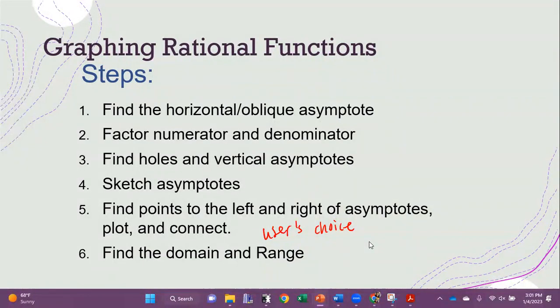All right, last thing we're going to do is find the domain and range. These are the steps that we're going to follow for the next problem.